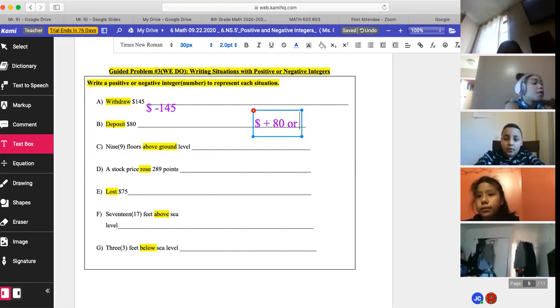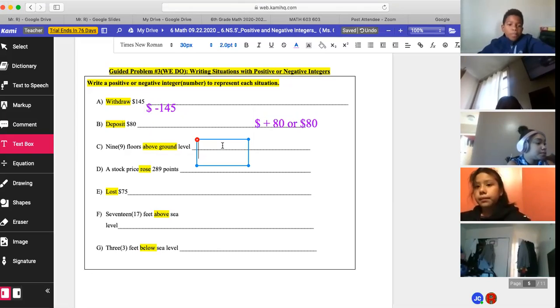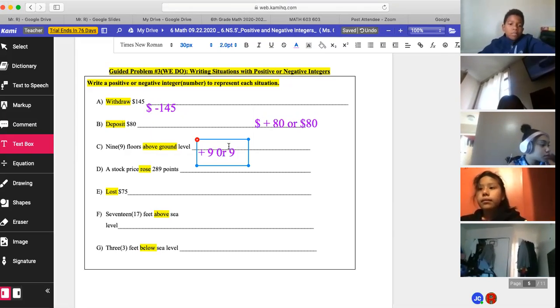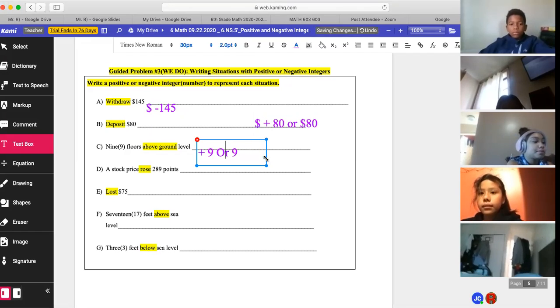C. 9 floors above ground level. Above. Positive or negative? It's positive. Thank you so much. Angie Villalba. A stock price rose 289 points, positive or negative?